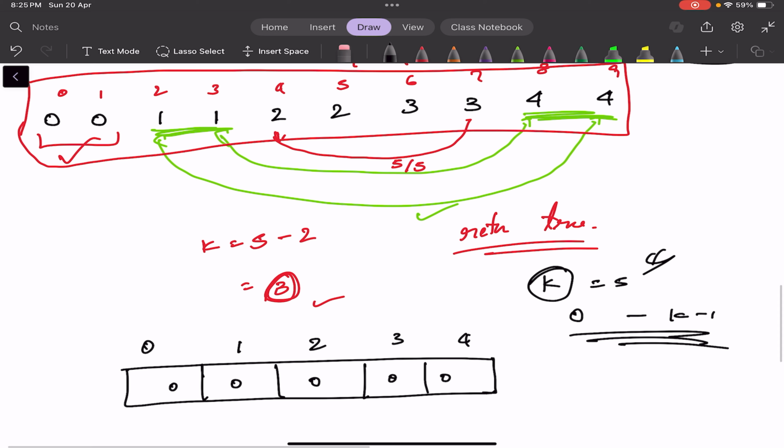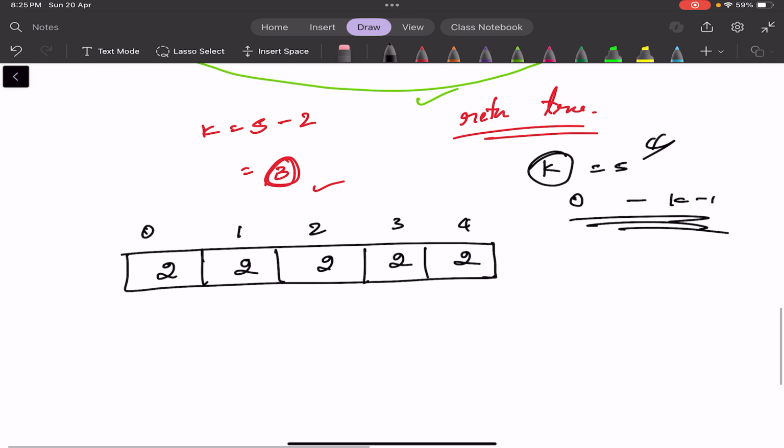So let's start iterating from this. We have 0 twice, right? So the frequency of 0 is 2, and we have 1 twice, the frequency is 2 again, and we have 2 twice, the frequency is 2. We have 3 twice, frequency is also 2, and 4 twice. That means we have 2 numbers with remainder 0. That's what it means. We have 2 numbers which have the remainder 4. So that's what it means.